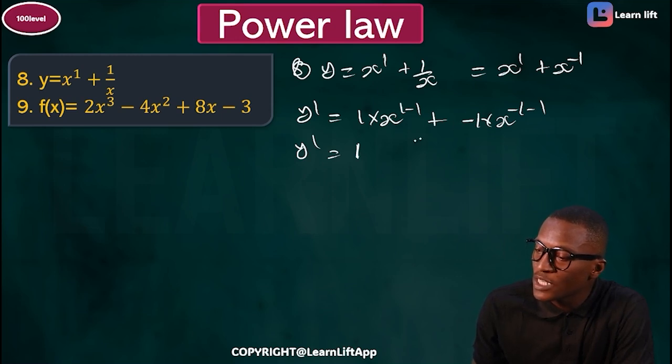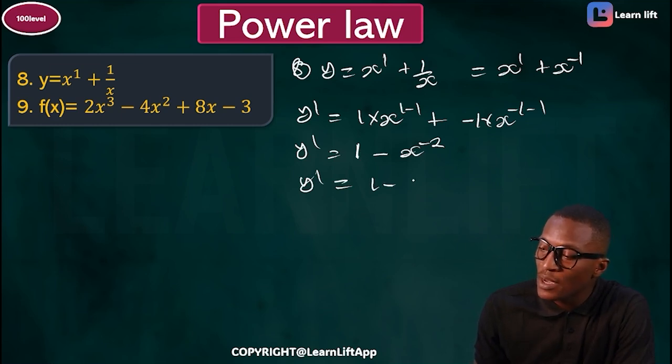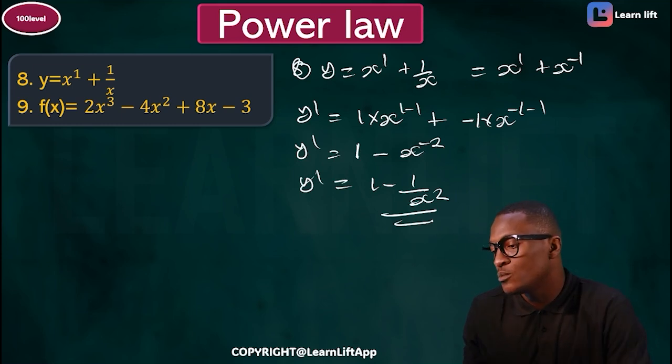This will give me plus times minus, give me minus x raised to power what? Minus 2. So this is practically saying y prime is the same thing as saying 1 minus 1 all over what? X squared. So any of them you do is your answer.